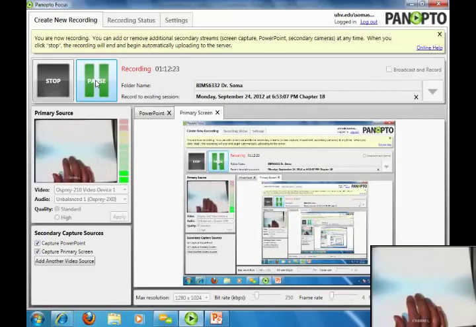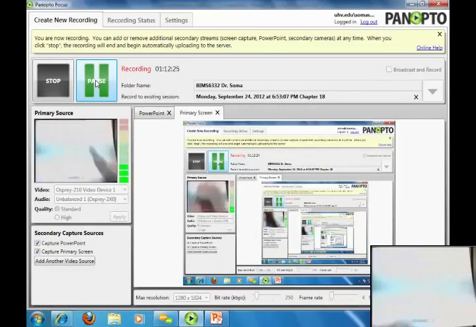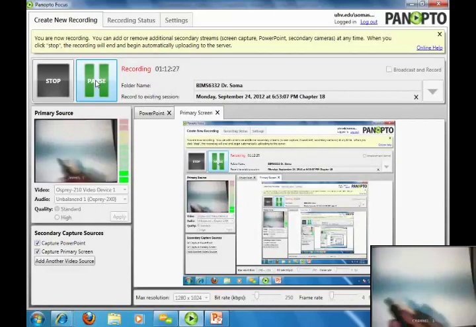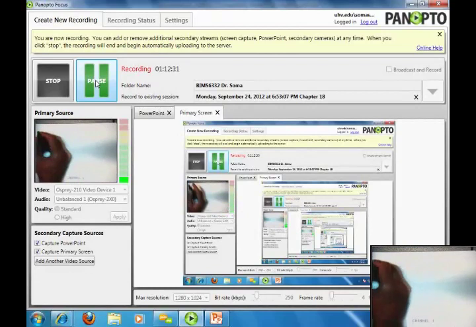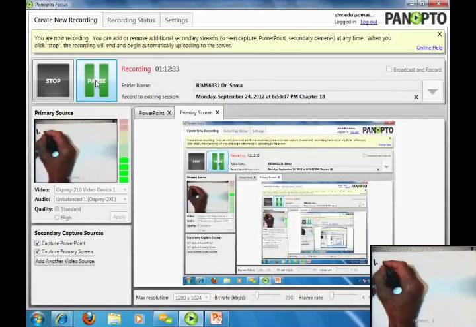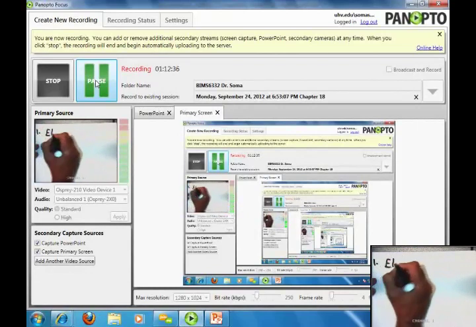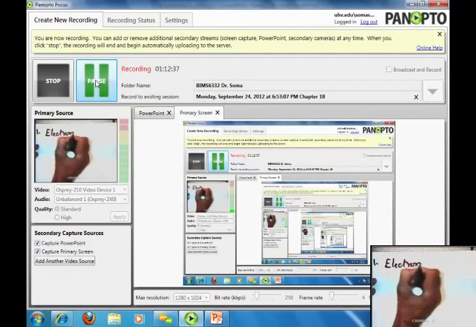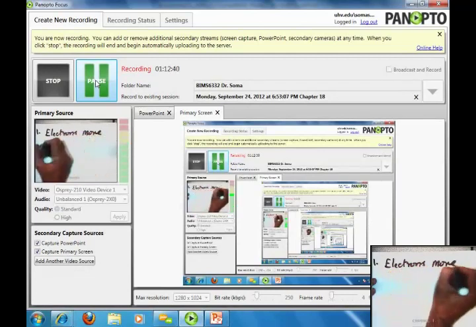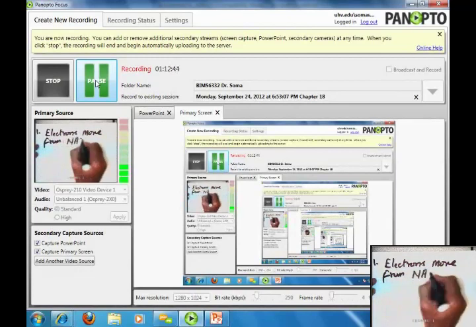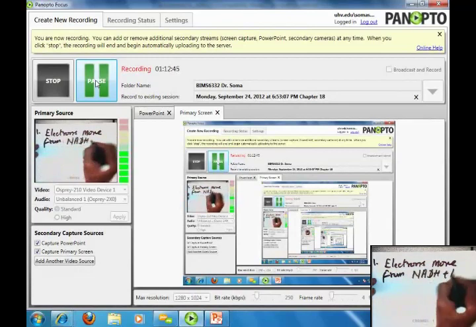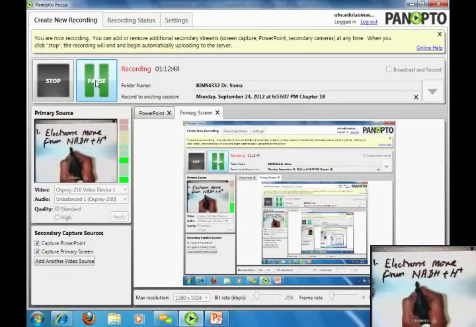Okay, we'll see one by one. Complex one. What is complex one? I will walk you through it with the cartoon, then it is easy to understand. First, the electrons move from NADH. NADH is the one produced by the TCA cycle.